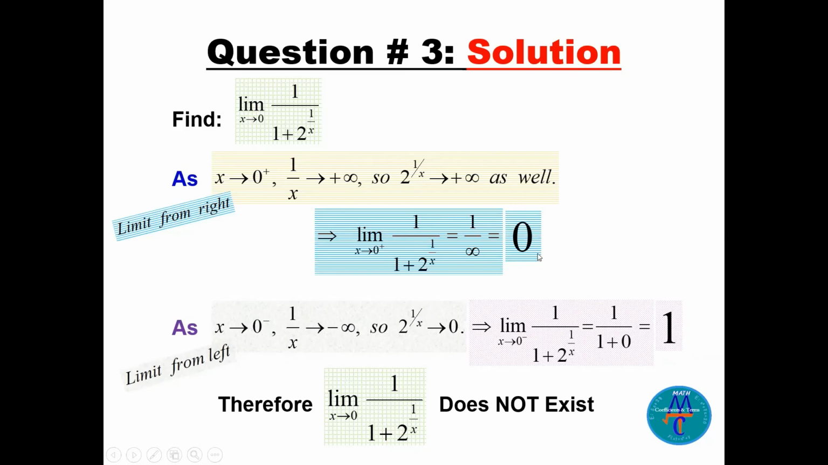So the limit from the right is not equal to the limit from the left. So the limit of this function does not exist.